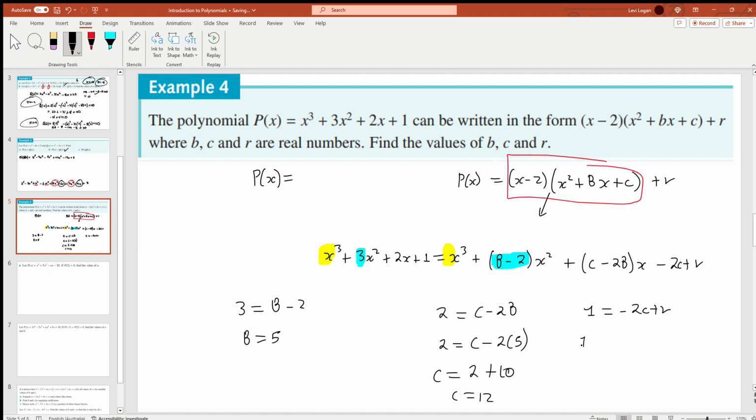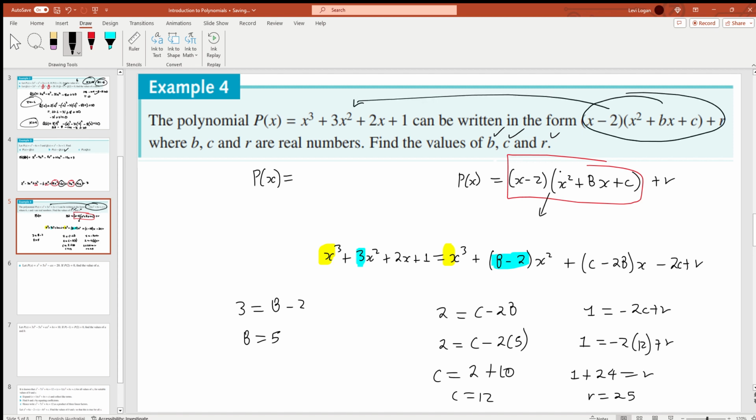And then finally we get 1 equals negative 2 times 12 plus r. Move that to the other side. So we get 1 plus, and this is 24, equals r. So r equals 25. And then finally, that's all good. So we found our values of b, c, and r just by equating the two of them. Because they said polynomial p of x can be written in this form, so this is equivalent to this. All we did was expand it and equate the coefficients. And that's all you need to do in that example.